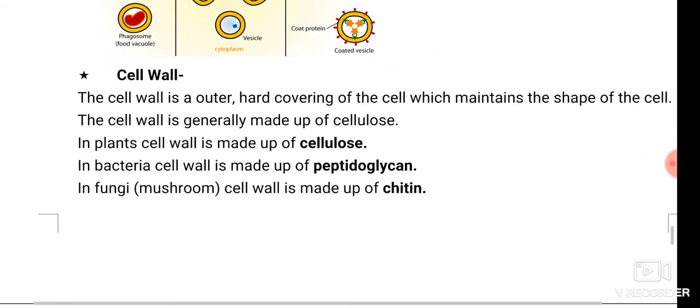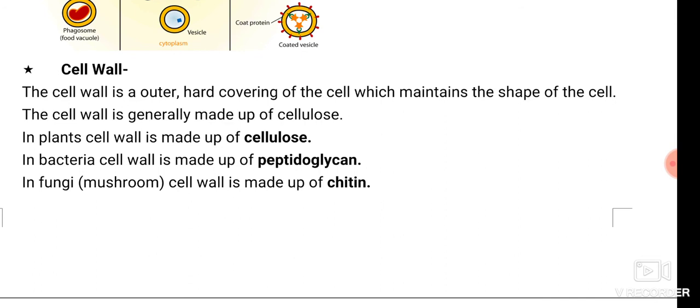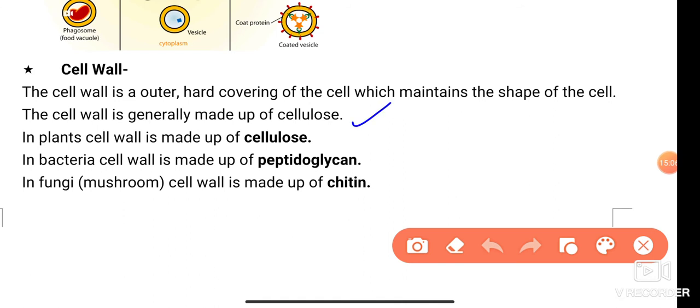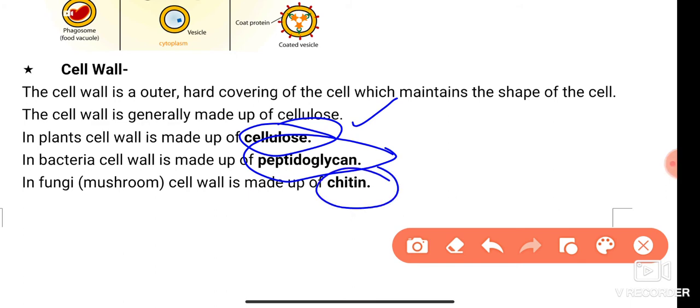Next is, what is a cell wall? A cell wall is the outer hard covering of the cell which maintains the shape of the cell. The cell wall is generally made up of cellulose. In plants, the cell wall is made up of cellulose. In bacteria, it is made up of peptidoglycan, and in fungi or mushrooms it is made up of chitin.